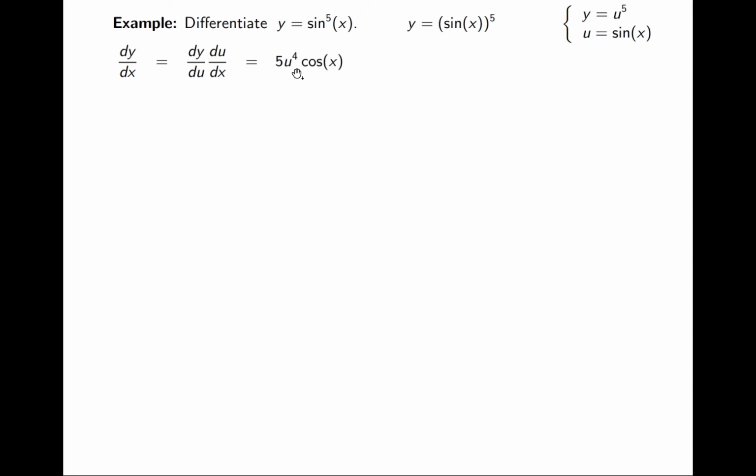Almost done. We need to replace this u with what it is in terms of x. And remember, u is sine of x. So we get 5 sine of x to the fourth times cosine of x. And that's our derivative. You could streamline that a little bit as 5 sine to the fourth x cosine x, but that's just cosmetic.